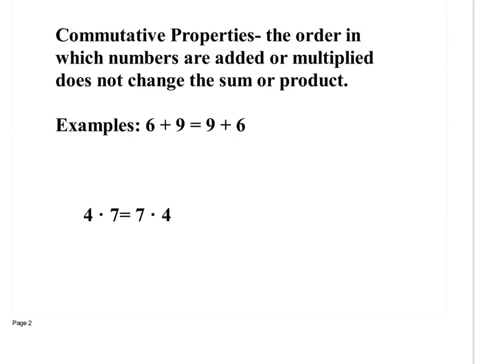So the definition of commutative properties is just that the order in which numbers are added or multiplied does not change the sum or product. So I can change the order, CO, and it doesn't change my answer. And here's an example of that. 6 plus 9 and 9 plus 6. What is 6 plus 9? 15. What is 9 plus 6? 15. Is 15 equal to 15? Yeah. All right. Same thing with 4 times 7 and 7 times 4. What's 4 times 7? 28. What is 7 times 4? 28. So changing the order doesn't change my answer. That's commutative property. CO. Any questions about that?